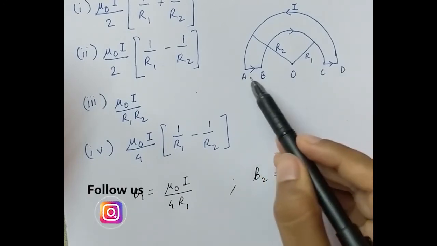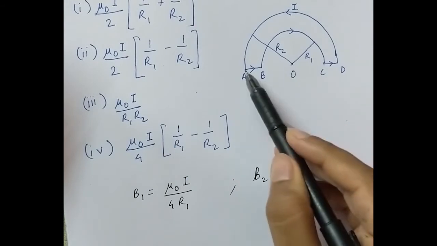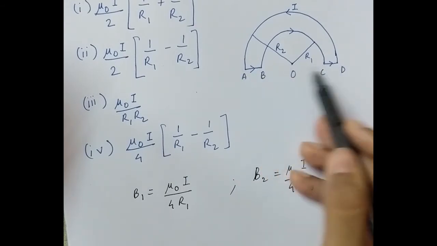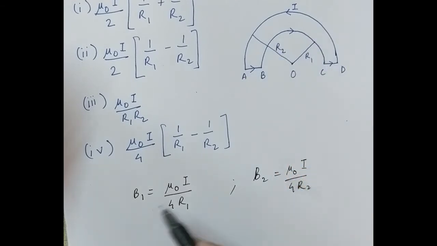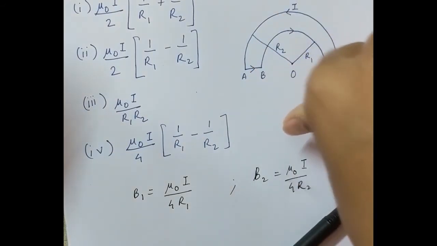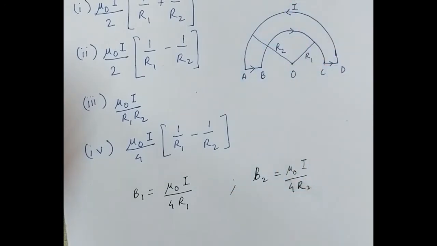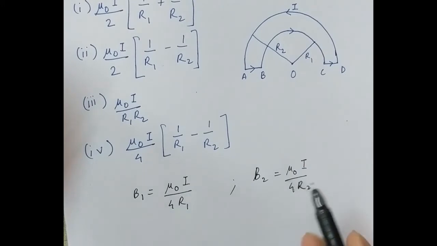AB and CD will contribute nothing to the magnetic field at this point, because this point falls in the line of this wire, AB and CD both. So AB, CD contribute nothing. We only get contributions from the curved parts of the wire, which we have written out here. Now if we use our right hand thumb rule, we see that the inner radius creates a magnetic field downwards, and the outer radius creates a magnetic field upwards. So you have two opposing magnetic fields.